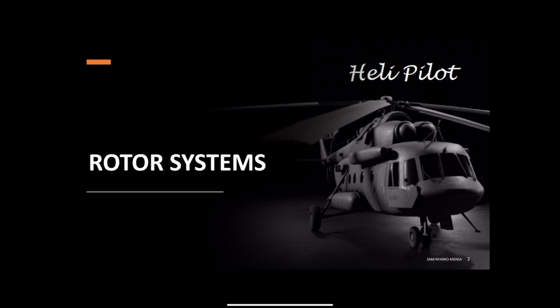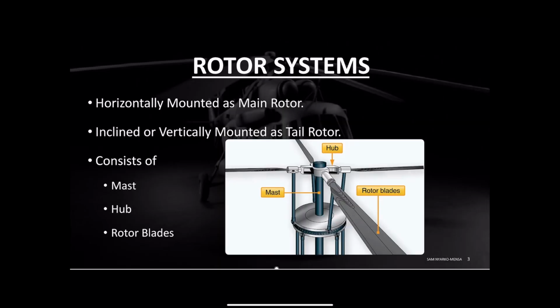Today we are going to look at how the helicopter is held in the sky. It is held by what we call the rotors. The helicopter has a main rotor which is mounted horizontally and a vertical or partly vertical rotor which is mounted at the tail, which we call the tail rotor. The rotor system is made up of the main hub, the masts, and the rotor blades.